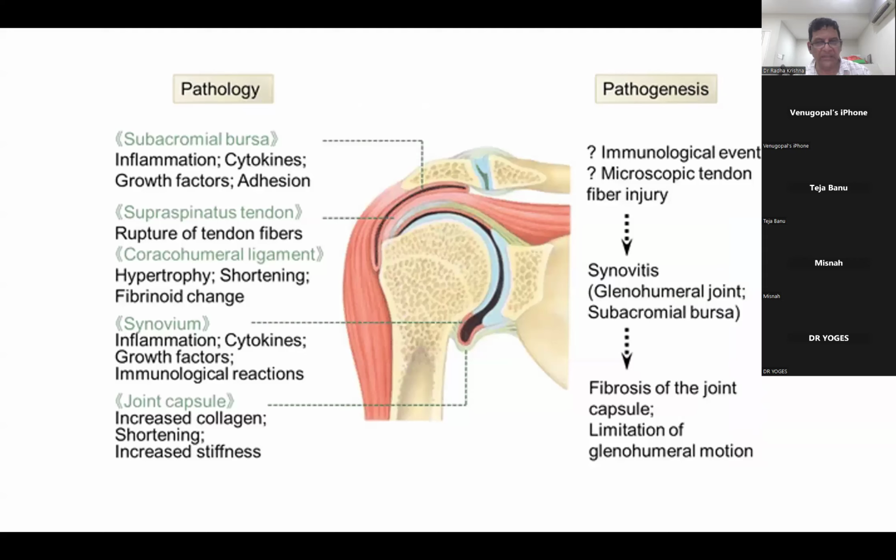And if you look at the synovium, there can be cytokine attraction. There can be growth factor or immunological reaction. In the capsule per se, the joint capsule, there can be increased collagen and increased stiffness. And if you look at the right side, there can be immunological reaction. There can be microscopic tendon fiber tear. There can be synovitis. There can be fibrosis.